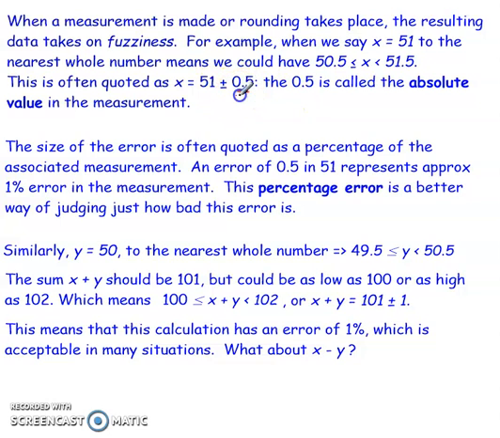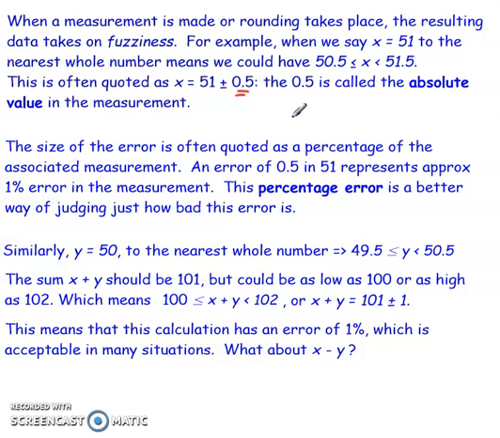This 0.5 here is what's called the absolute error in measurement. It indicates where the absolute highest and lowest values that we can use lie. Now, the size of error that can occur when we use this sort of rounding is often quoted as a percentage of the associated measurement. So, for example, an error of 0.5 in 51 represents about 1% error in measurement. This percentage error is a better way of judging just how bad this error is in relation to the data and the information we have.